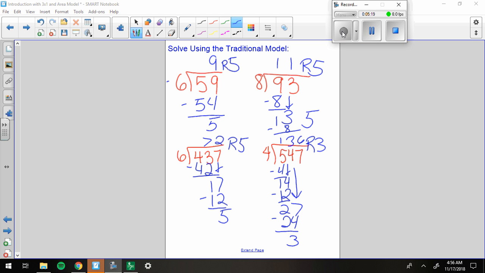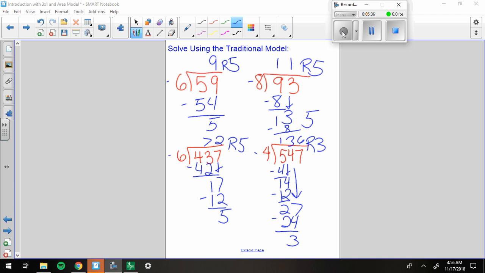59 divided by 6 is 9, remainder 5. 93 divided by 8 is 11, remainder 5. 437 divided by 6 is 72, remainder 5. 547 divided by 4 is 136, remainder 3.